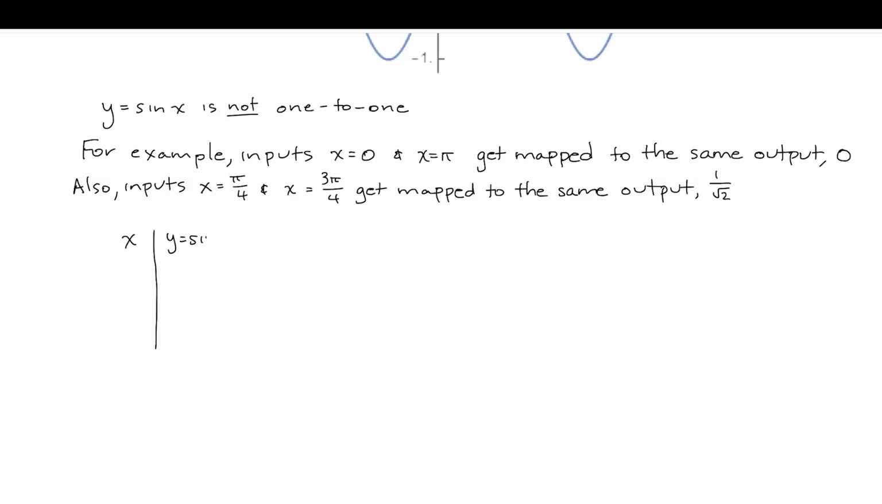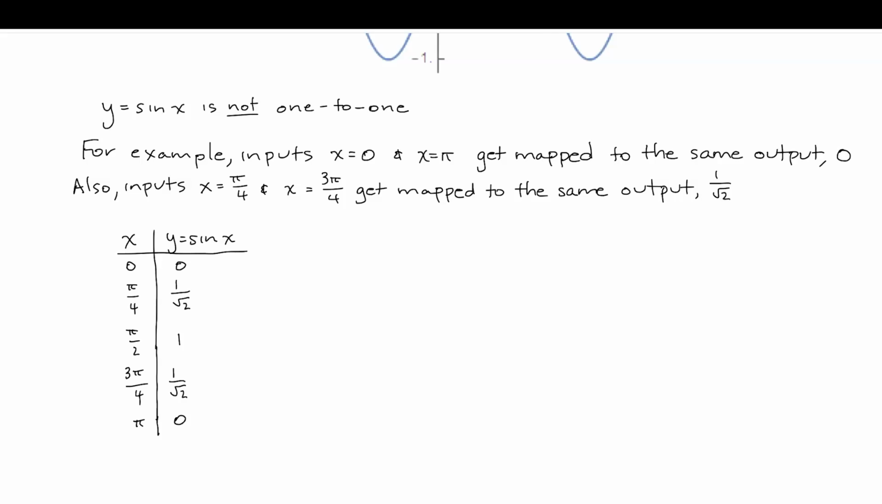So, in other words, if we set up a table of values, and we just put a few x's in here, let's say 0, pi over 4, pi over 2, 3 pi over 4, and pi. The sine of 0 is 0. Perhaps you know this from the unit circle definition, or you can look at the graph above. The sine of pi over 4 is 1 over radical 2. The sine of pi over 2 is 1. The sine of 3 pi over 4 is 1 over root 2. And the sine of pi is 0.